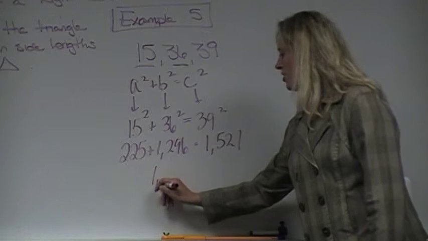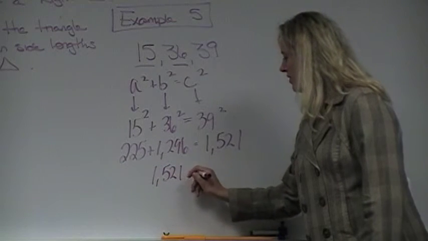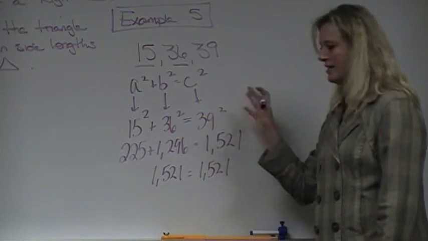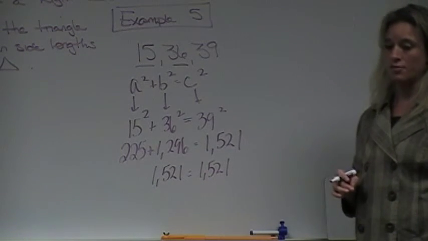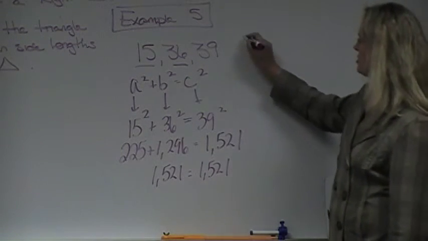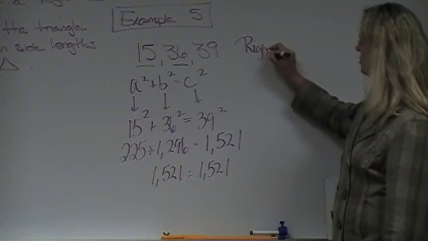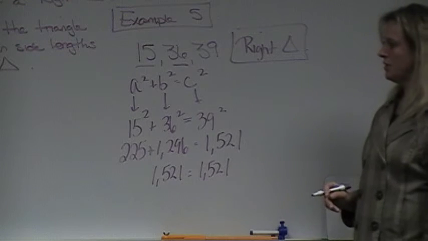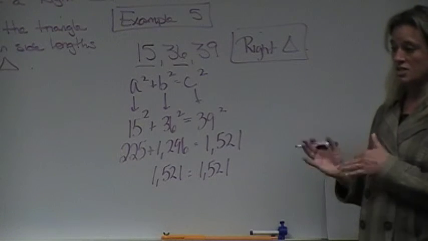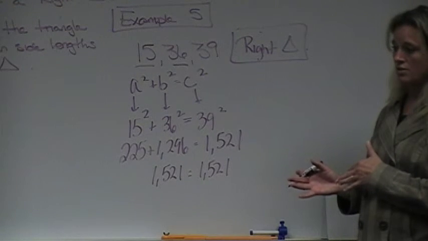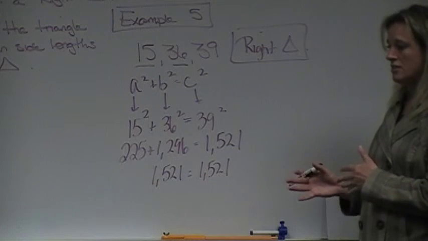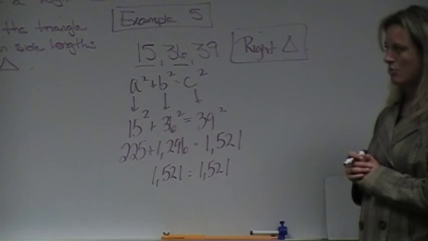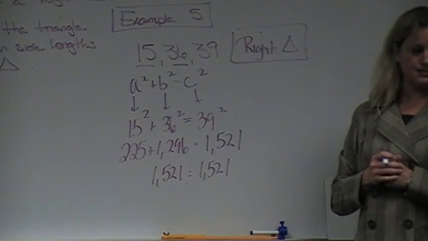1521. So since the sum of the legs squared equals the hypotenuse squared, are these the sides of a right triangle? Could it make a right triangle? Yes. So we're just going to say right triangle, and that's our answer for this one. If they don't equal c squared, the sum of the two shorter sides squared, then they're not the sides of a right triangle. If the sum of the two legs squared equals the hypotenuse squared, then it is a right triangle. That makes sense.